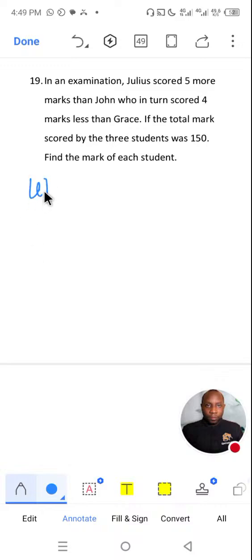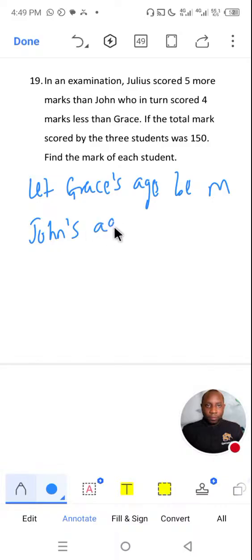So let Grace's age be, let's use M. So if Grace's age is M, what will now be John's? John, who in turn scored 4 marks less than Grace. So John's age. Who can tell me what's going to be John's age? I want you to drop it in the comments. With respect to M now, what's going to be John's age?